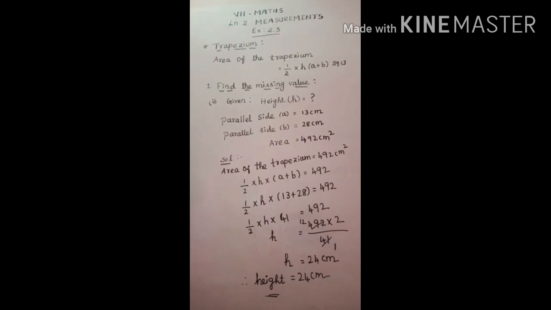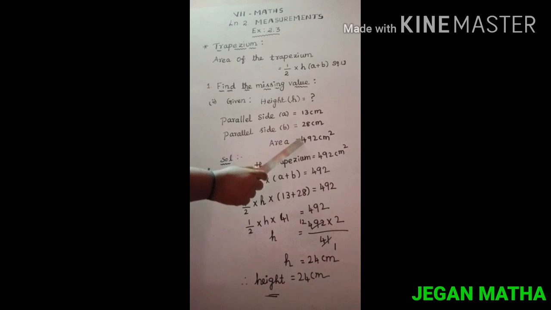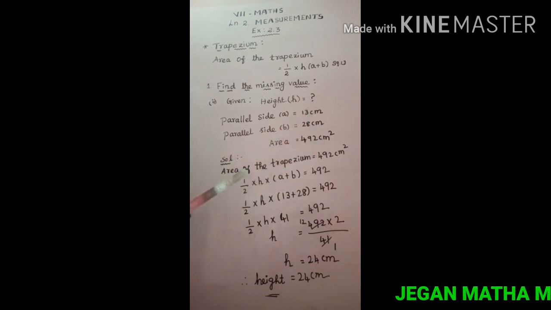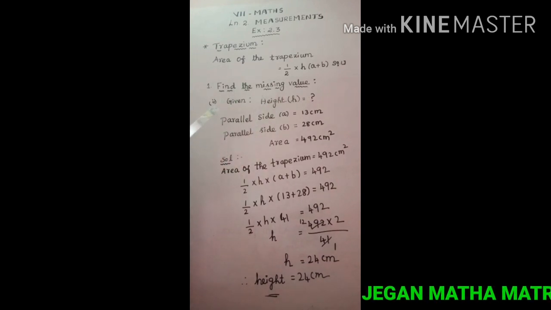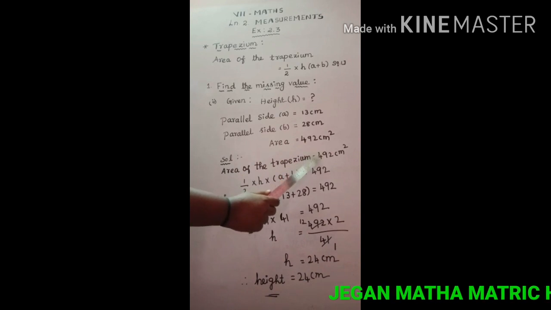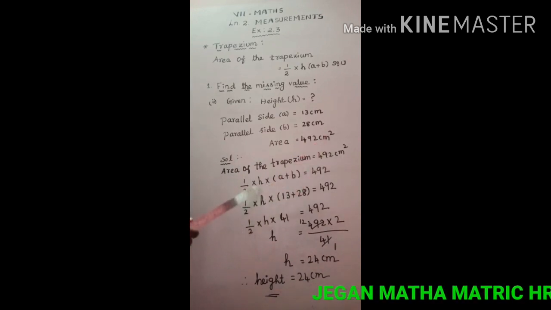In the second one, given one parallel side A is equal to 13 centimeter. Another parallel side we consider B is equal to 28 centimeter. And the area of the trapezium is equal to 492 centimeter square. We find the height of the trapezium. Given area of the trapezium is equal to 492 centimeter square.